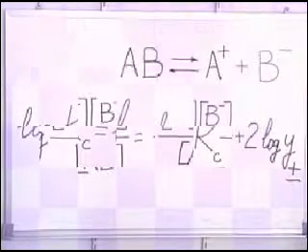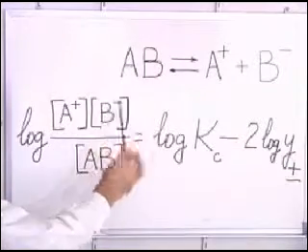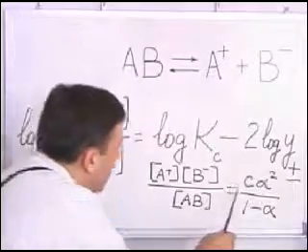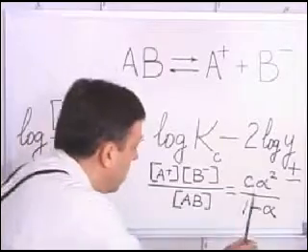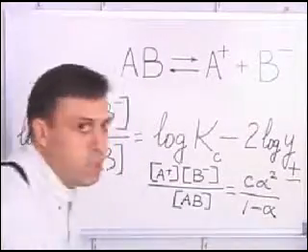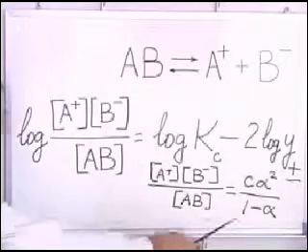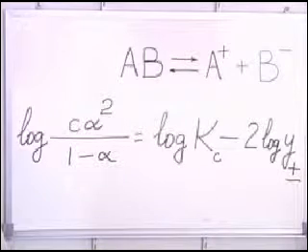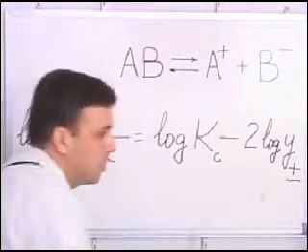and then rearrange. However, we know that this expression is given by, where C is the concentration of the electrolyte and alpha is the degree of the dissociation of this electrolyte. We can substitute this expression on the left side here, and in this way we obtain an equation which we will use for the experimental determination of the mean activity coefficient.